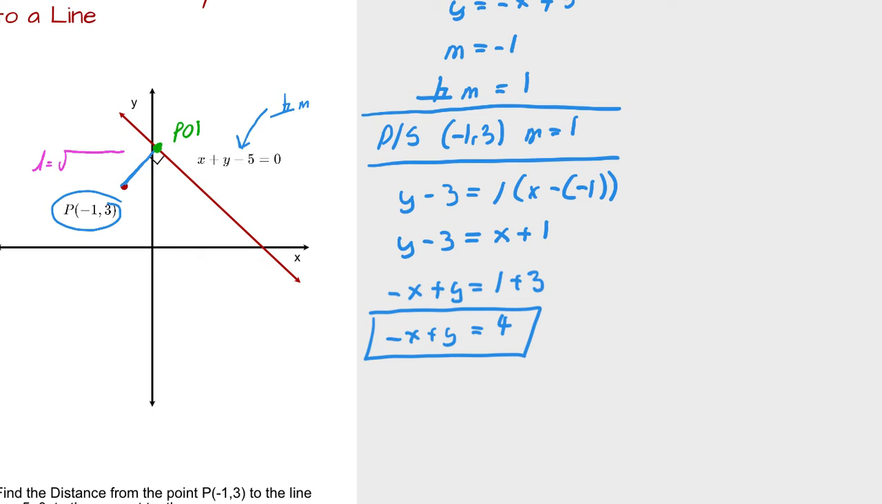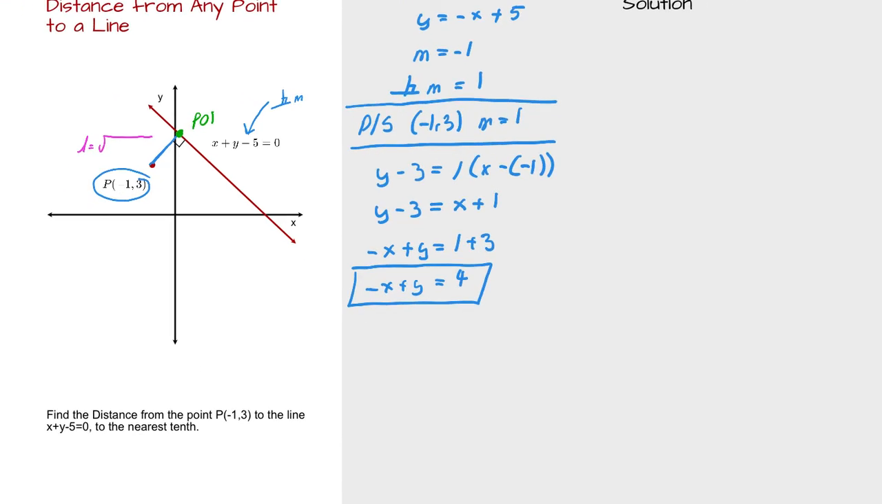The reason I'm putting it in that form is I know that I have to do a systems of equations later on. So the equation now given is x plus y minus 5 equals 0. I'm also going to put it in the same format, which means the 5 goes across the equal sign, and now I have my two equations.